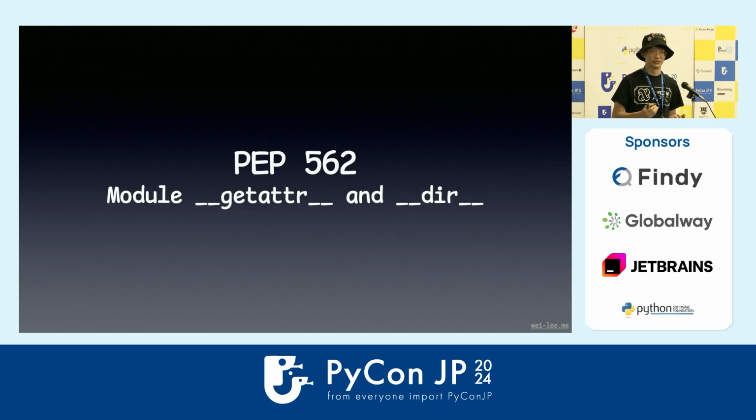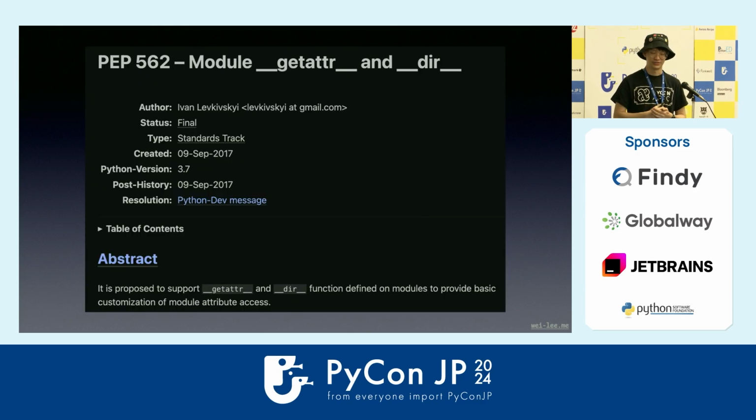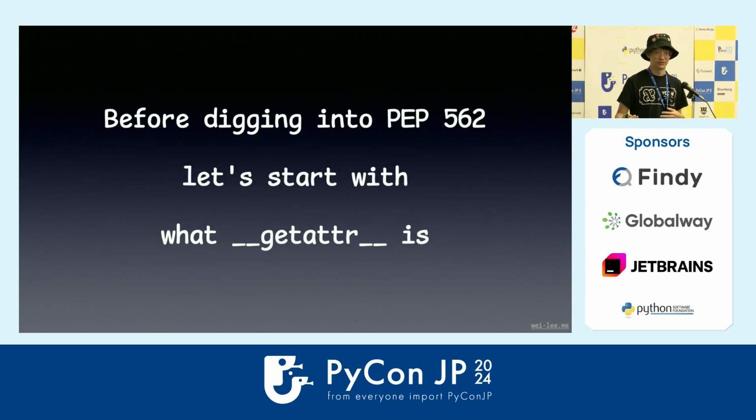So the next thing we are going to talk about is PEP 562. Yeah, module level get attr. But the fact is we are going to focus only on the module level get attr. Yeah, we'll skip the third one. Before we actually dig into the PEP, we'll probably need to know what get attr actually is.